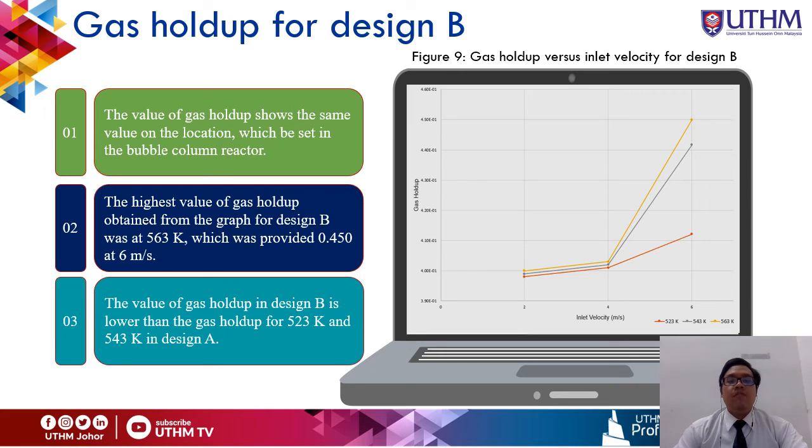The highest value of the gas holdup obtained from the graph for design B was at 563 Kelvin, which provided 0.450 at 6 meter per second. The value of the gas holdup in design B is lower than the gas holdup for 523 Kelvin and 543 Kelvin in design A.